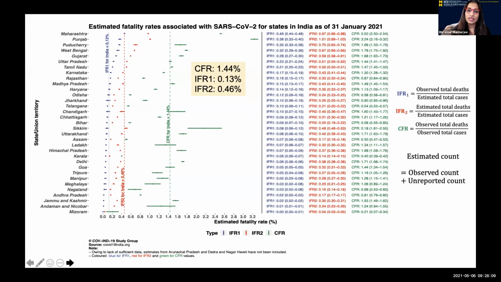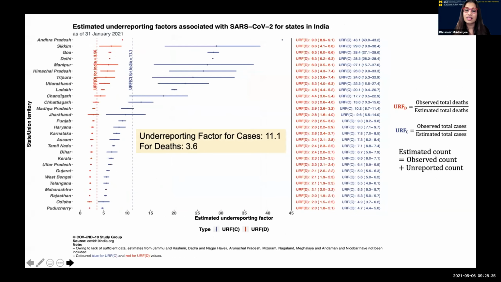So using this model, in order to understand that testing and ascertainment bias, we could actually come up with estimates of the infection fatality rates, which in India lied between 0.1 to 0.4%, depending on whether you believe the observed data or you want to actually account for underreporting. And there's a lot of heterogeneity across Indian states that you can see. And we estimated an underreporting factor for cases between 10 to 20 in all of our work for 400 days, and for deaths from 2 to 5.